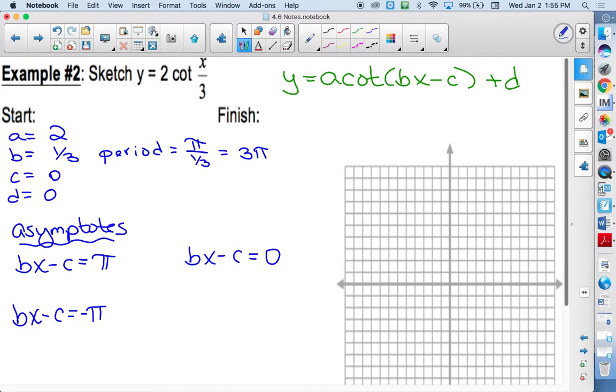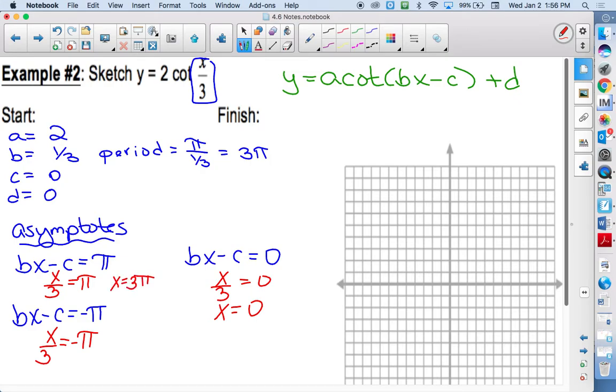Taking whatever's after the cotangent, in this case it's just x over 3, and that's what we're using to get our asymptotes. So x over 3 equals pi, x over 3 is equal to 0, or negative pi. So I still have one at 0 because it's not shifting. There's no phase shift in the problem. And then we have one at 3 pi, and one at negative 3 pi.